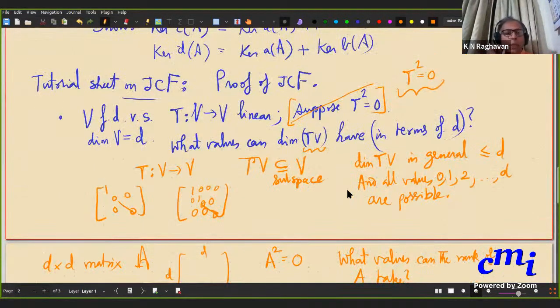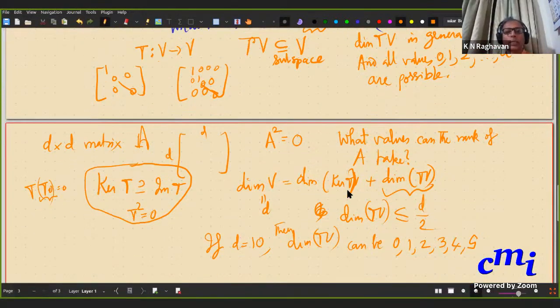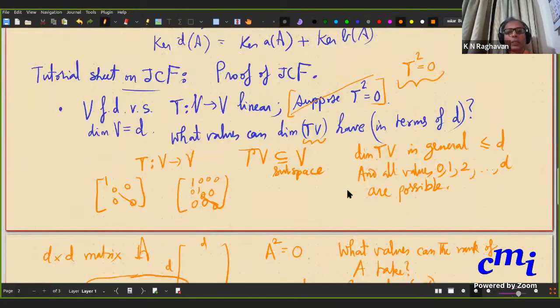Okay, this is a very simple thing. It uses nothing more than rank nullity and this, but this is the basic idea. I wouldn't say more ideas are involved, but this is one of the basic ideas that underlies the JCF. Okay. Anyway, we are out of time, so let us stop for today.